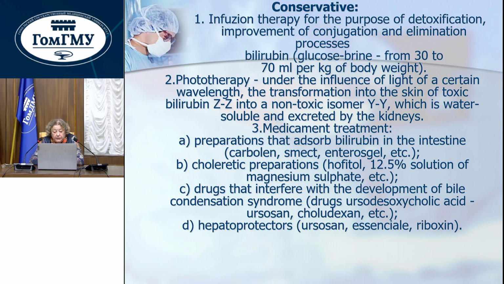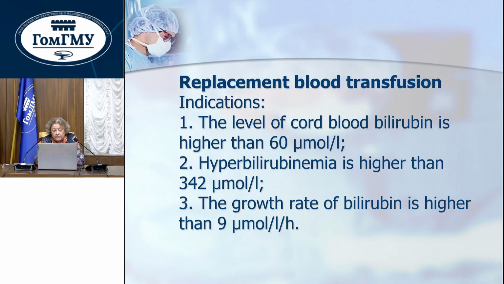The next, it will be preparations that adsorb bilirubin in the intestine. It will be smecta and other enterosorbents, diuretic preparations, capitol, or 12.5% solution of magnesium sulfate, drugs that interfere with the development of bile consideration syndrome. These are drugs from ursodeoxycholic acid, ursosan, polydexan. Sometimes in severe cases, different hepatoprotectors.